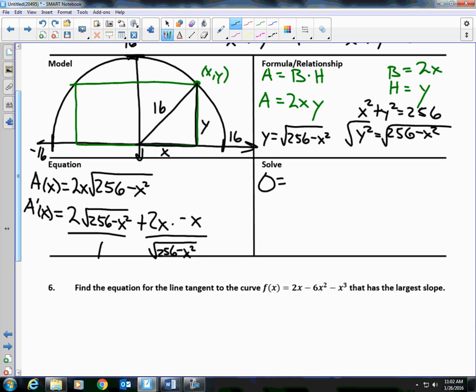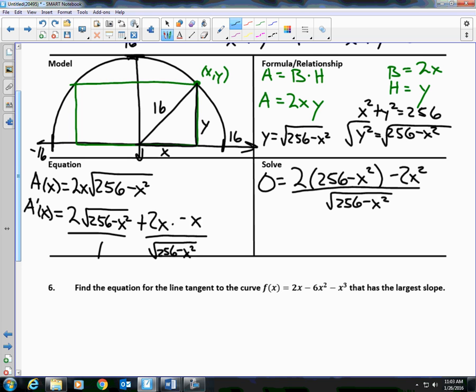What is the common denominator? When I multiply the top and bottom by the root of 256 minus x squared, that will go away, right? So I get 2 times 256 minus x squared, and then there's a minus 2x squared, all over the root of 256 minus x squared.